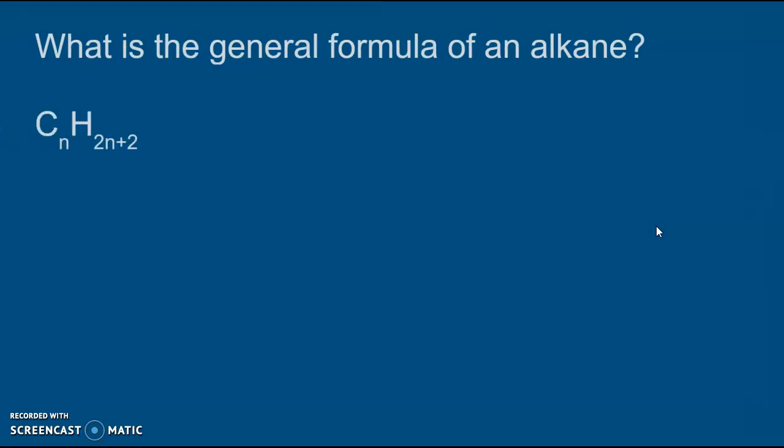General formula of an alkane, very important, CnH2n+2. You might be asked in a question, an alkane has so many carbon atoms, how many hydrogens does it have? Just double that number and add 2. You might get asked to work it the other way. It's got, I don't know, 18 hydrogen atoms, how many carbons does it have? So you have to be able to work back the other way. So what you would do, you'd take 18 minus 2, 16, divide by 2 to get 8.